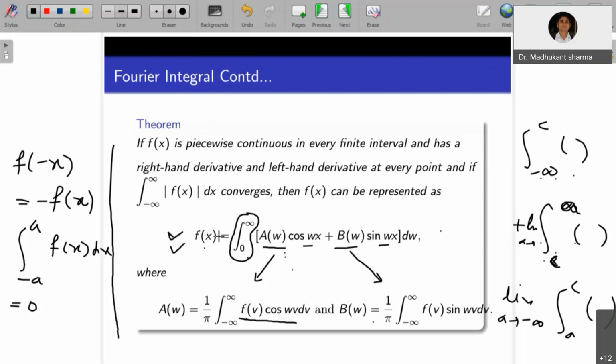Okay, so for finding the cosine integral representation of a given function f, these conditions should be satisfied, and whether f is odd or even doesn't matter. If you are interested in finding the sine integral representation, meaning you want this term to be present, you are forced to put a of w equal to 0. Similarly, when you are interested in finding the cosine integral representation, b of w is 0. You are forced to put that, and you can derive this a of w from here. Okay, so this is the answer to that question.